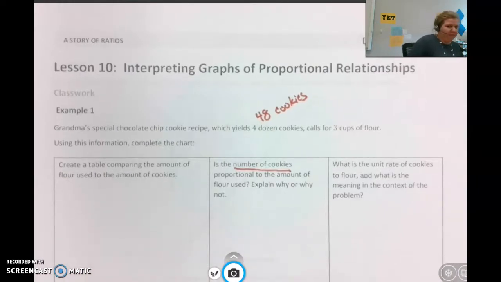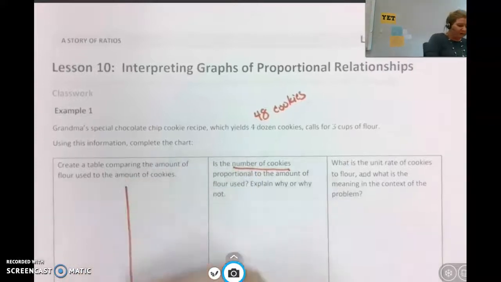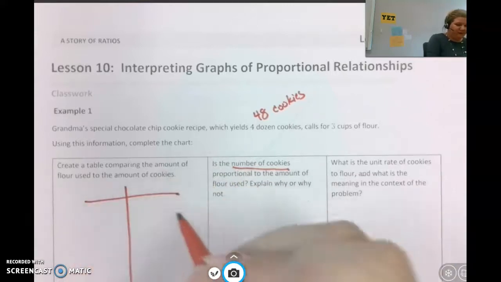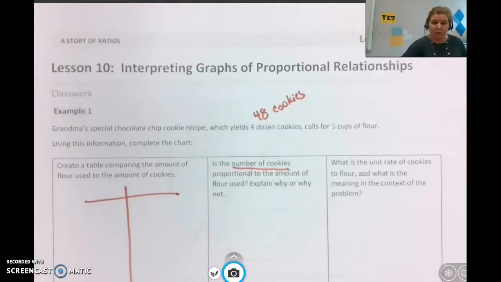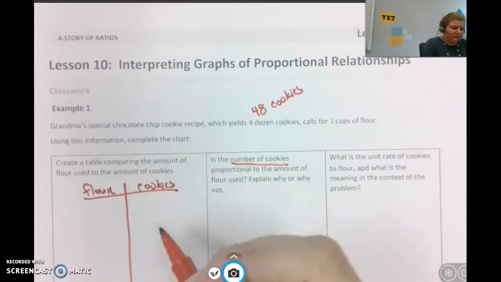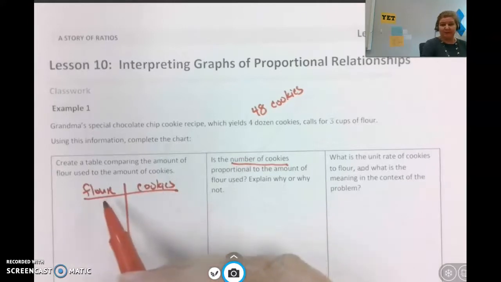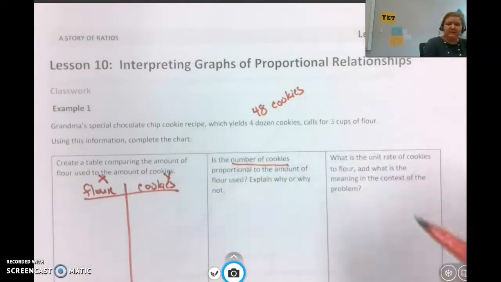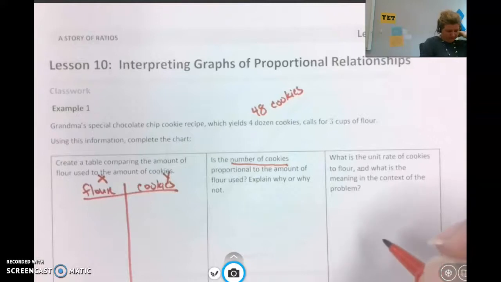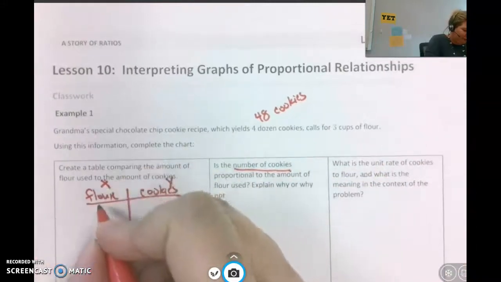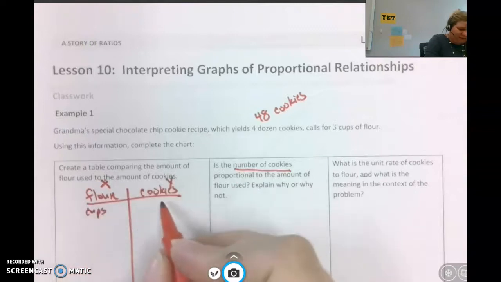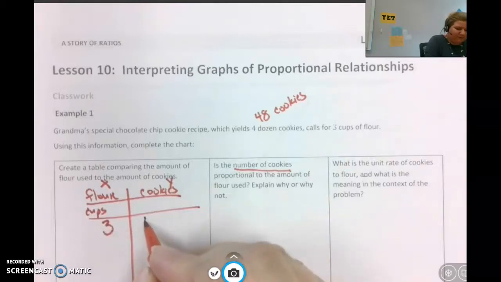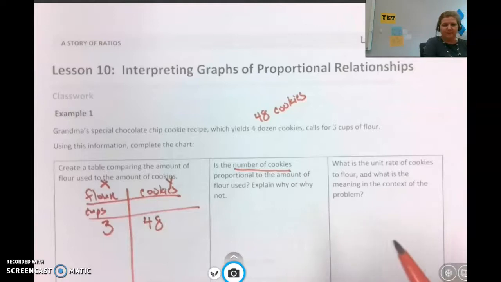Create a table comparing the amount of flour used to the amount of cookies. I'm just going to make a simple table, and I'm going to think about cookies and flour. Since the number of cookies I can make depends on the amount of flour I have, flour is the independent variable, so that's X, and cookies is the dependent variable, so that's Y. So I'm going to go back up here, and my flour is in cups. Just going to write that underneath, and the cookies is just cookies. Okay, so 3 cups of flour is going to give me 48 cookies, or 4 dozen.